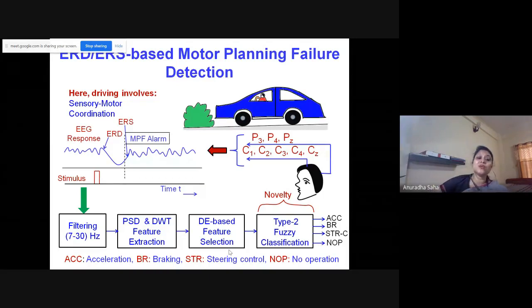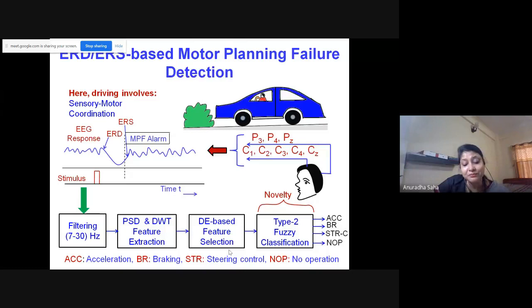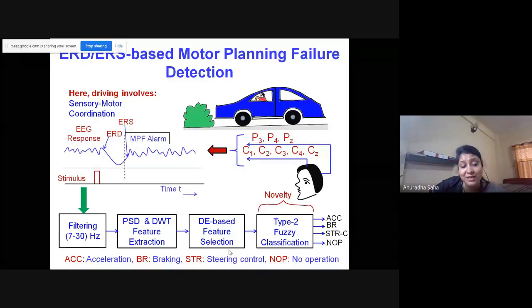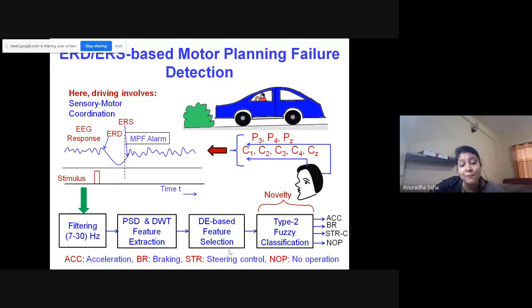So every time we deal with these artificial intelligence problems, our motto is to reduce the chances of misclassification. That is why we have incorporated another technique, called differential evolution based feature selection, an evolutionary process where I can select significant features from the large pool of features extracted using feature extraction techniques. I need to select a small set of significant features which can point out all these motor planning classes correctly.